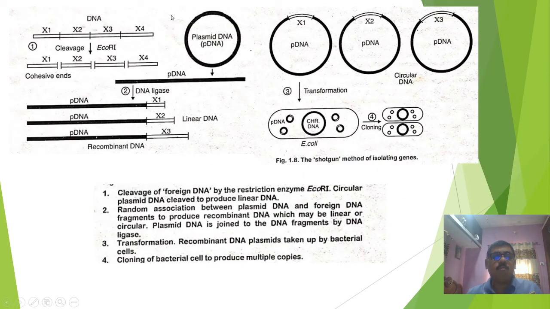This diagram shows the entire genome cut into small fragments with the help of restriction endonuclease. Then plasmid is isolated from the bacterial cell. It is also subjected to the action of the same restriction endonuclease, and then these DNA fragments and the linear plasmid DNA are mixed with the enzyme DNA ligase. A random association between the DNA fragments and the plasmid DNA results in the formation of the recombinant DNA molecule.